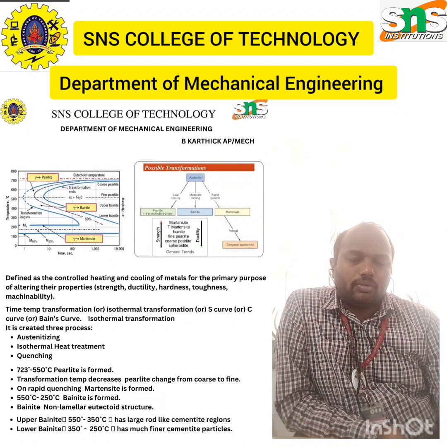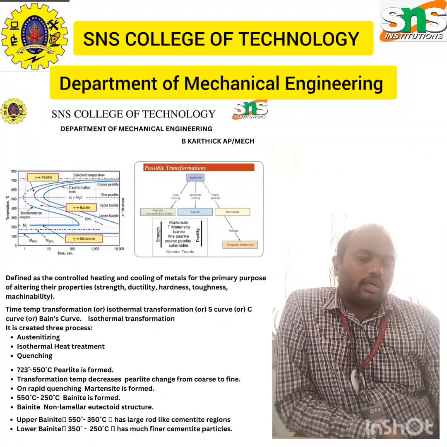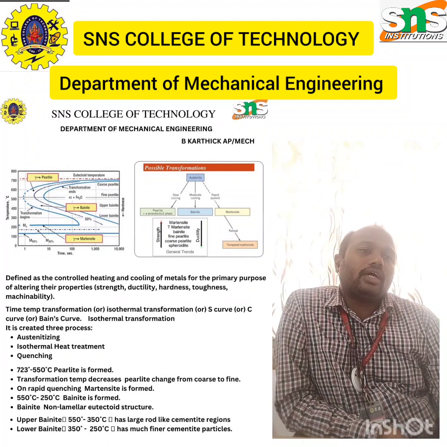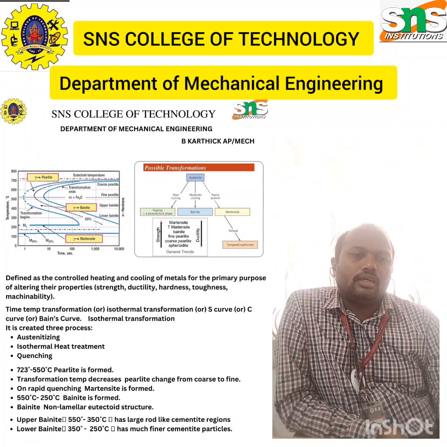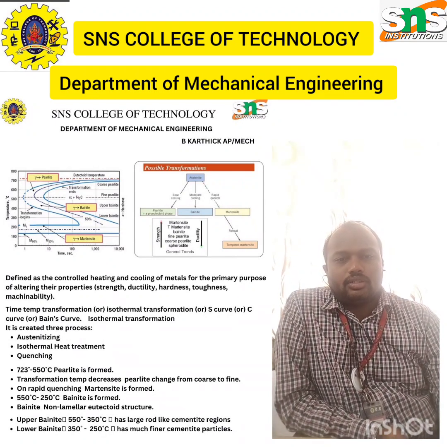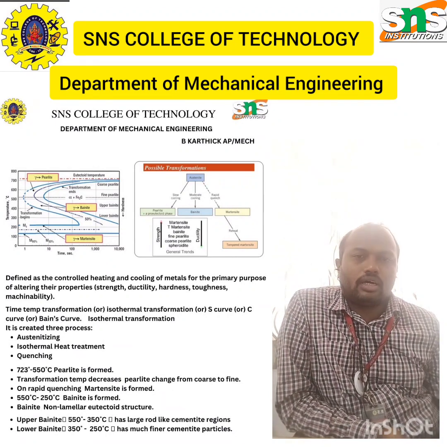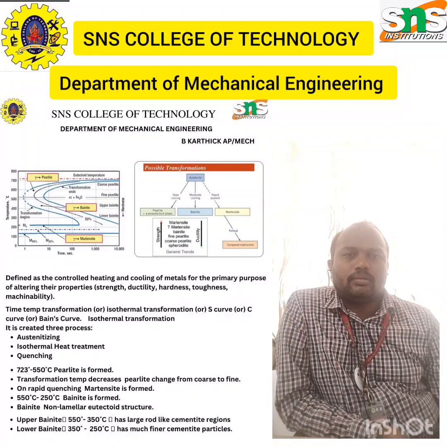The other one is geometry. Complex shapes also have an effect on hardness, as do the quenching media, surface conditions, and the alloying elements used in the material. So these are the factors that improve or alter the hardness of the material.